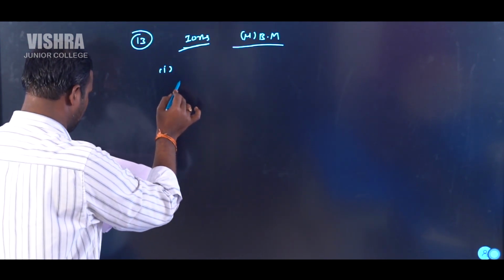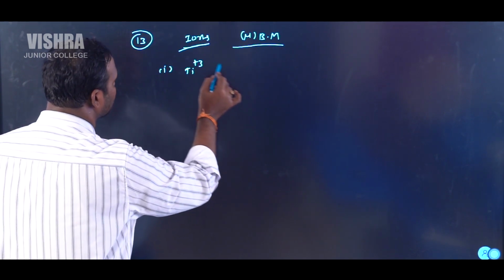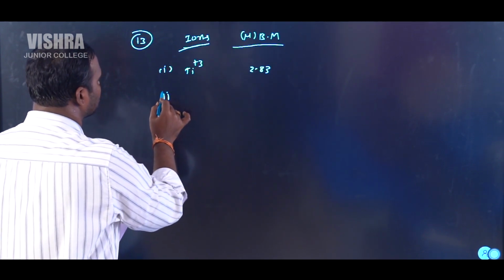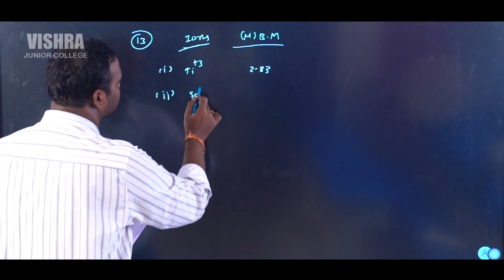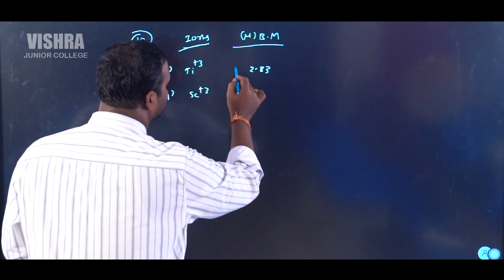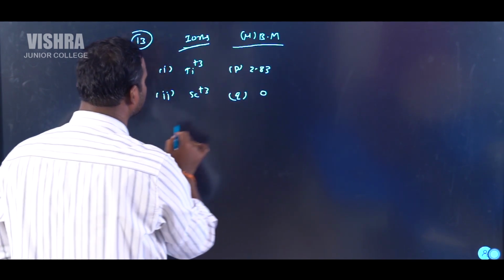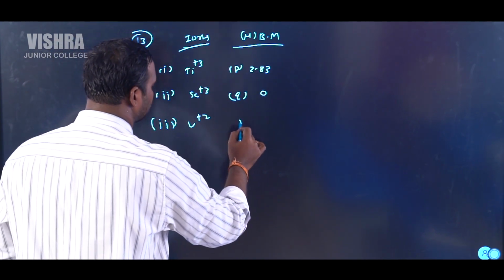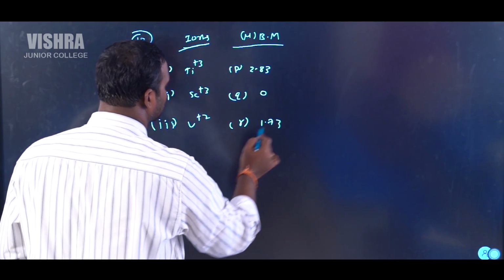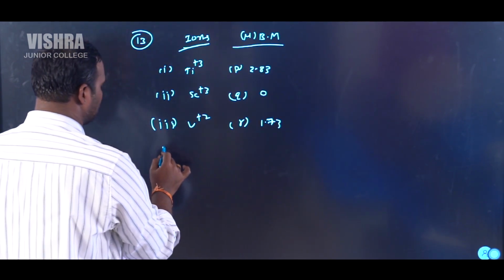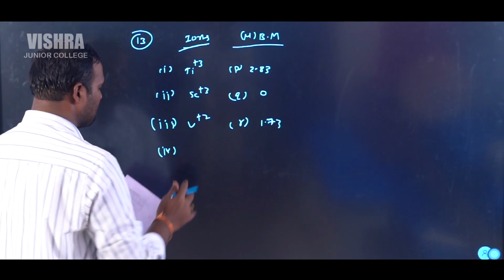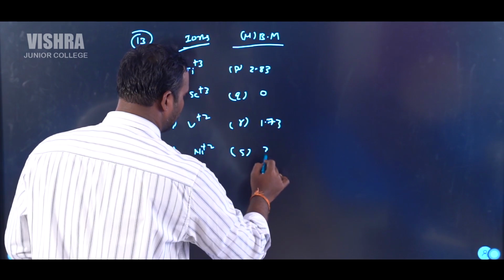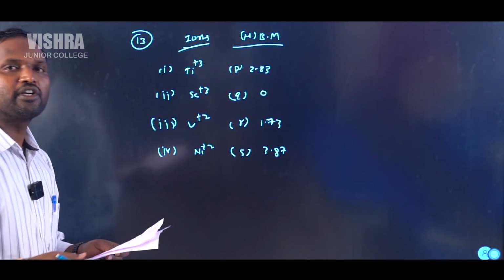In the first case, titanium plus 3 is given, and its magnetic moment value 2.8083. The second one is scandium plus 3, its magnetic moment is 0. The third one is vanadium plus 2, its magnetic moment 1.73. Next, the fourth one is nickel plus 2, its magnetic moment is 3.87. He has given 4 different options.